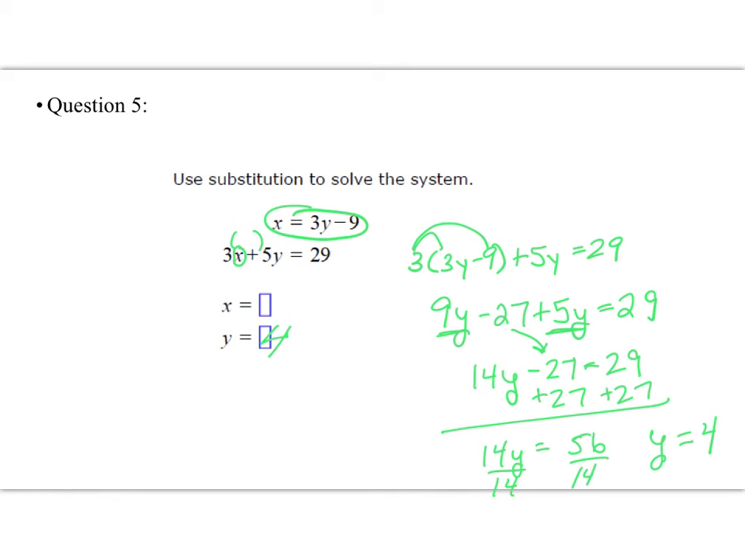But now we still have to find x, so just substitute it into there. So x is equal to 3 times 4 minus 9, 12 minus 9, and the answer is 3.